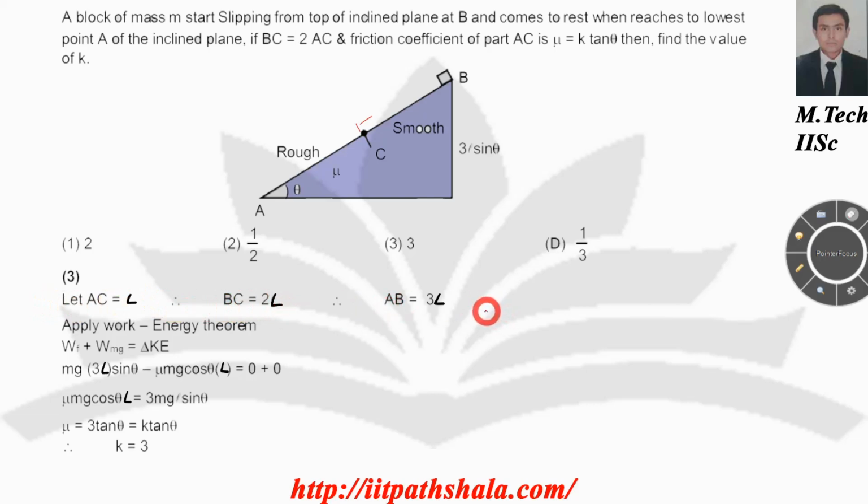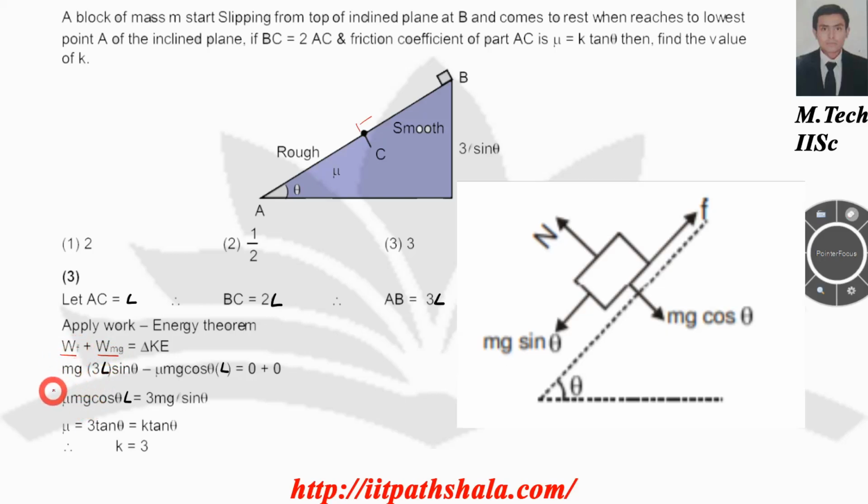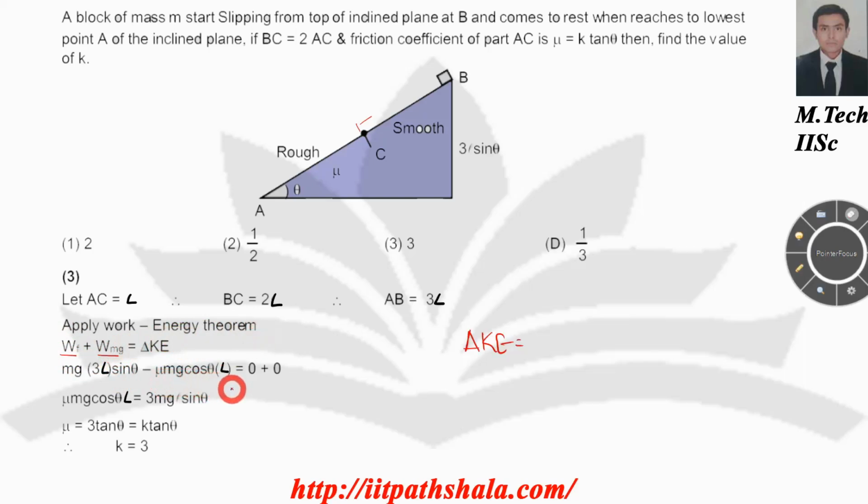Then apply the work energy theorem, which says that the total change in the kinetic energy is nothing but the sum of all the work going over here. So there is only friction work and work due to gravity. Okay, sorry, work due to gravity is nothing but mg 3L sin theta, and you are getting a negative work from the friction because it is opposite to the direction of your displacement. I can say that it is nothing but mu mg cos theta into L.